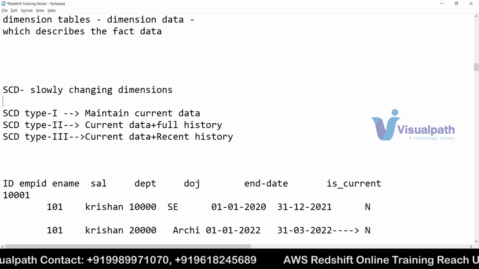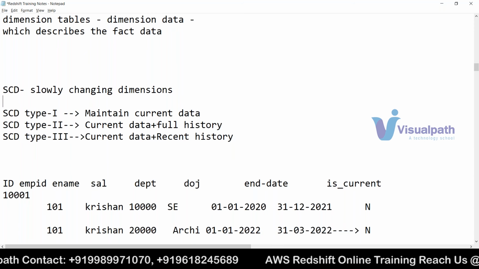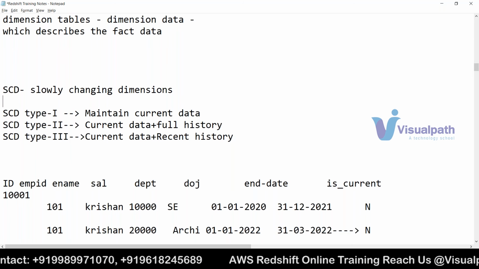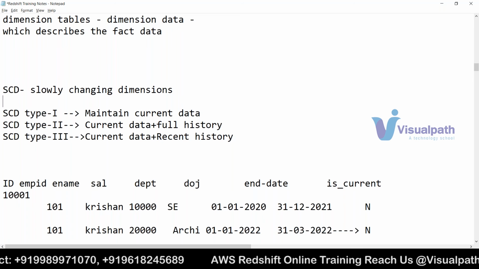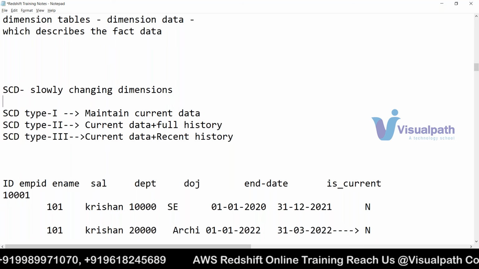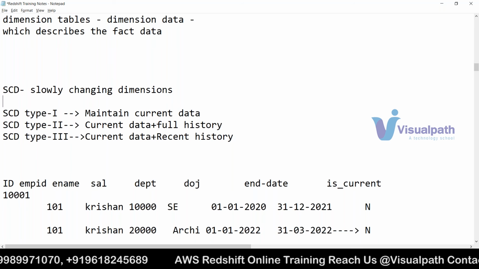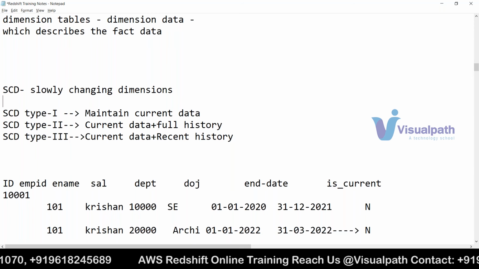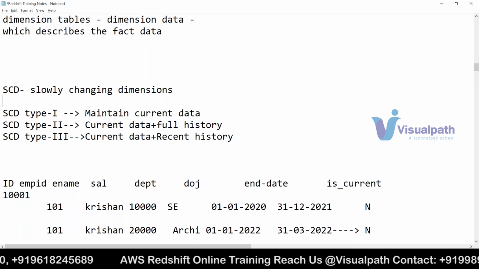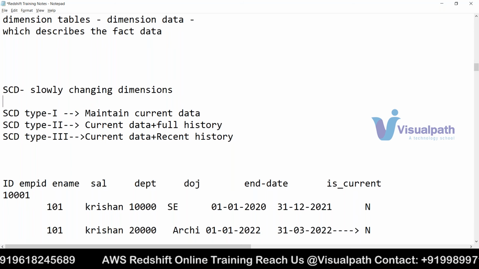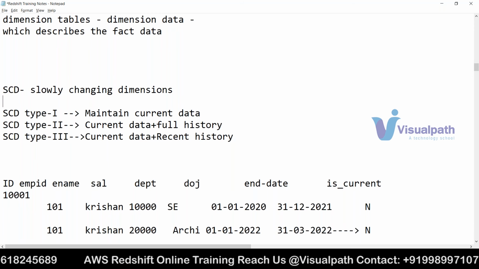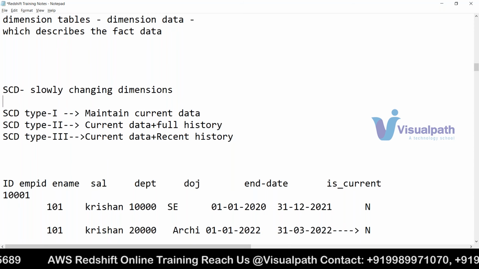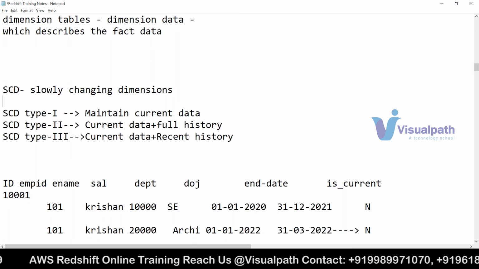In SCD type 1, we'll maintain only current data. For example, the employee table. In your company, the employee table should always have current employee data, current or active employees who are working. If you call the HR toll-free number of your company, they will have access to only SCD type 1 tables, meaning only the latest data.